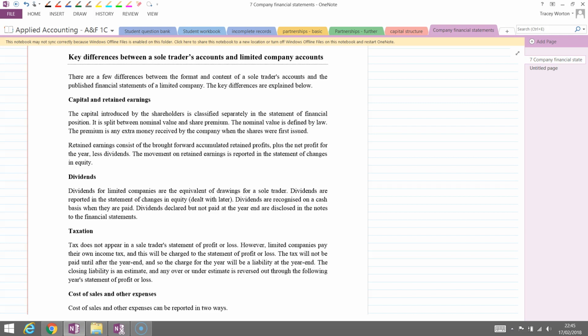Retained earnings consists of brought forward accumulated retained profits, plus the net profit for the year, less any dividends that have been paid. The movement on retained earnings is reported in a statement of changes in equity. You also then have dividends. Dividends for limited companies are the equivalent of drawings for a sole trader, and again they are reported in the statement of changes in equity.